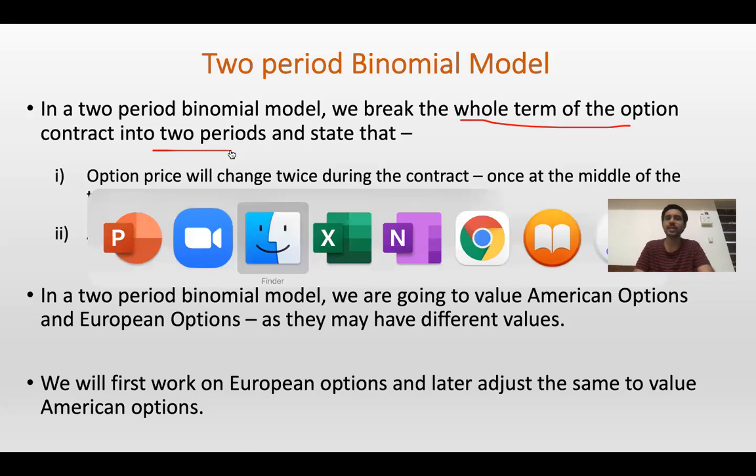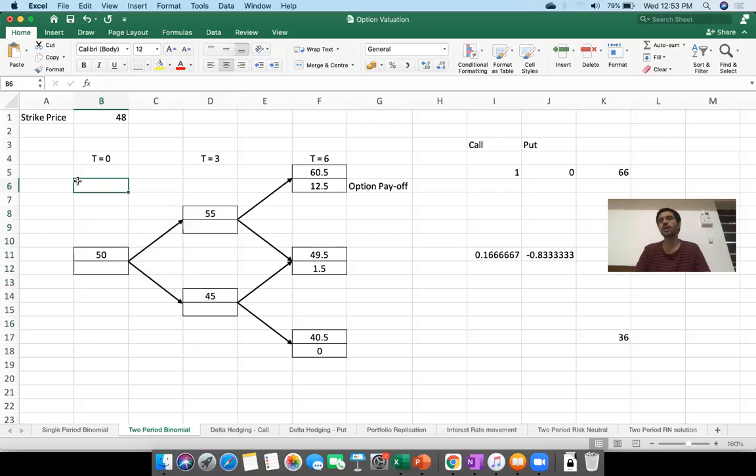If I quickly come to the Excel file where we initially saw the first example, we had an option contract whose maturity is 6 months. The current share price is 50 and the strike price is 48. The 6-month option contract was broken into two halves exactly at the end of the 3rd month. So we have two periods starting from today and ending at the end of the 3rd month, and the second period is from the beginning of the 4th month to the ending of the 6th month. So we have broken the 6-month period into two halves.